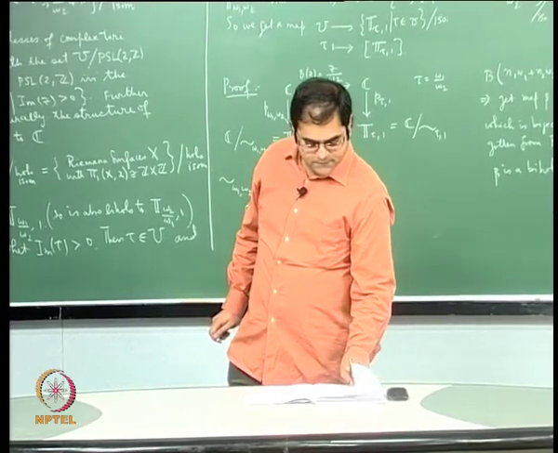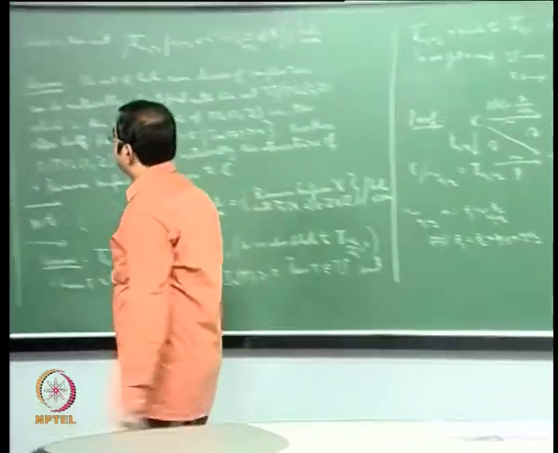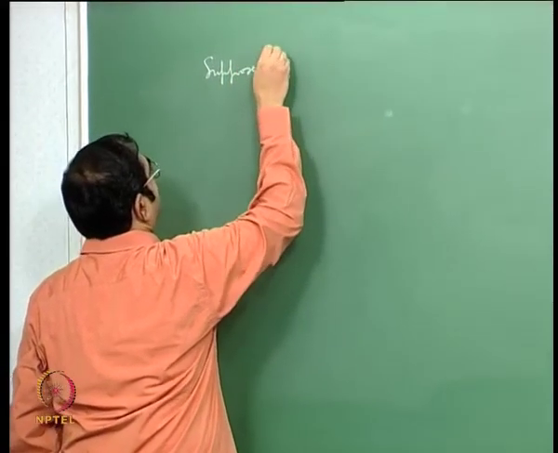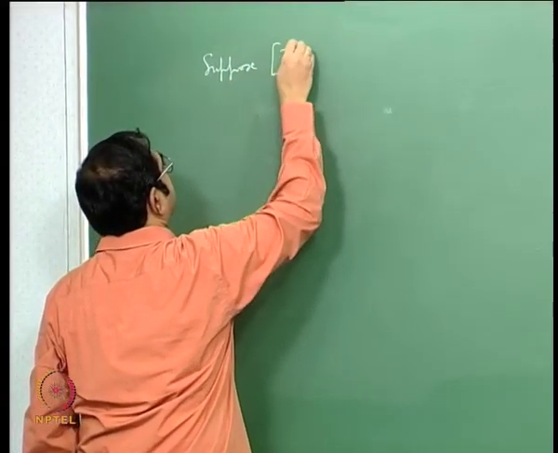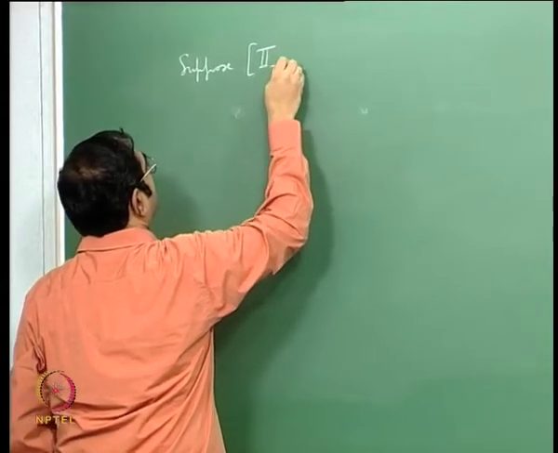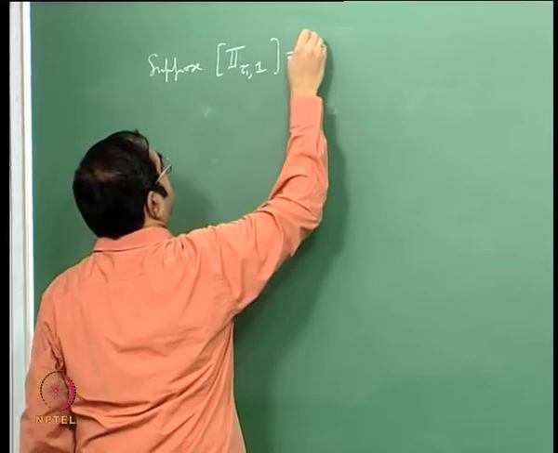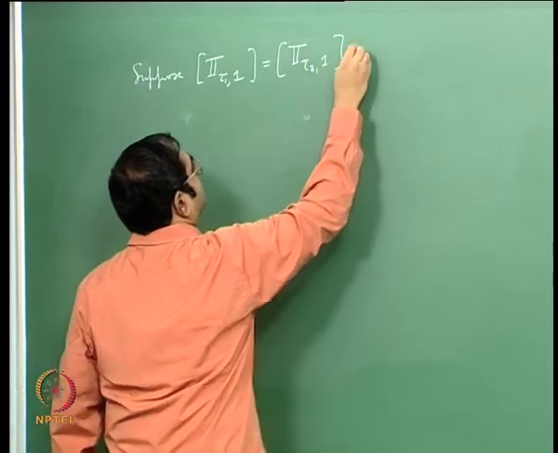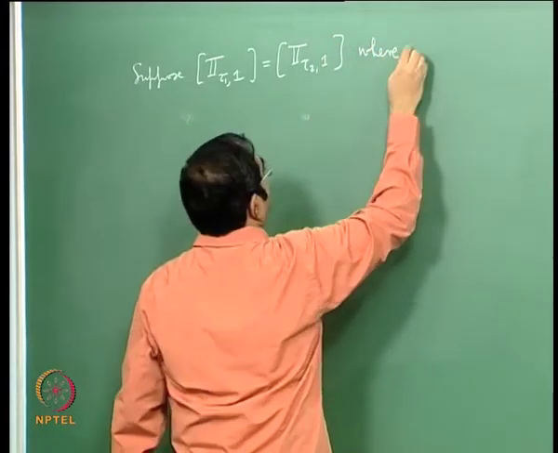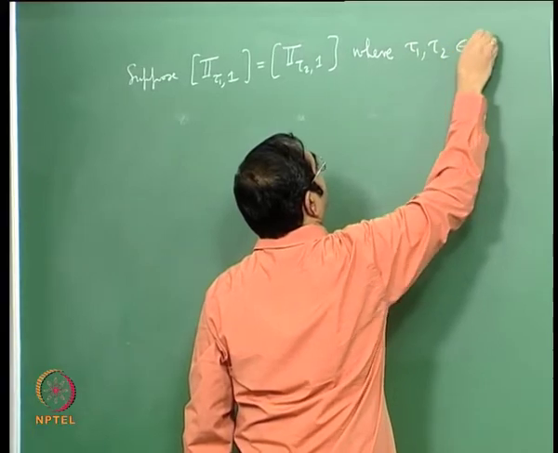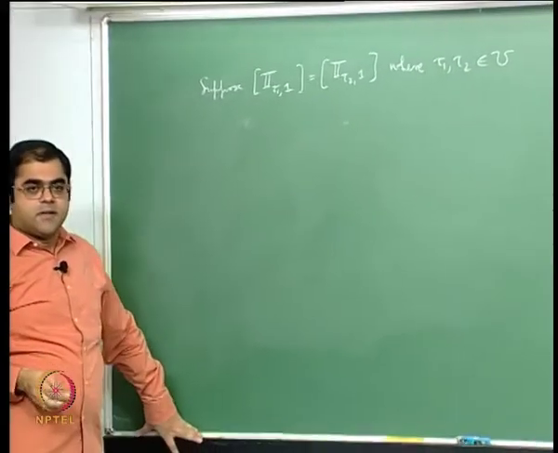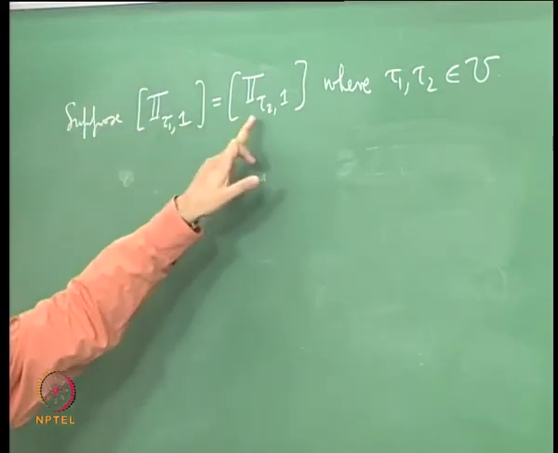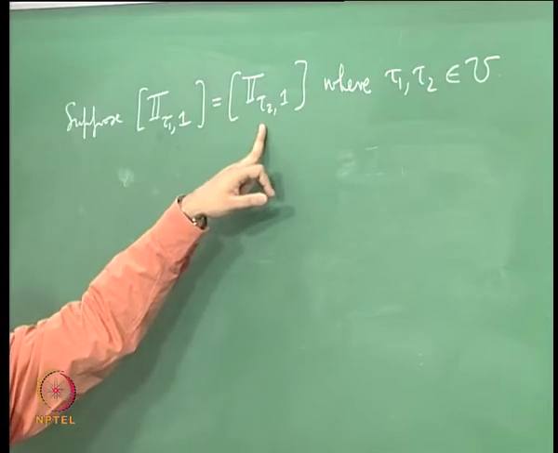Suppose the isomorphism class of T tau 1 comma 1 is equal to the isomorphism class of T tau 2 comma 1, where tau 1 and tau 2 are in the upper half plane. Suppose they are isomorphic. So this means that the torus defined by tau 1 is holomorphically isomorphic to the torus defined by tau 2.